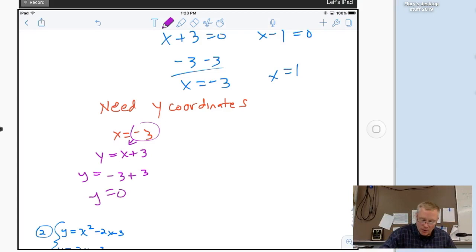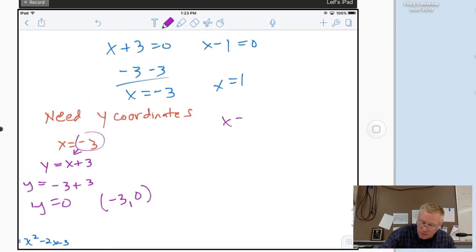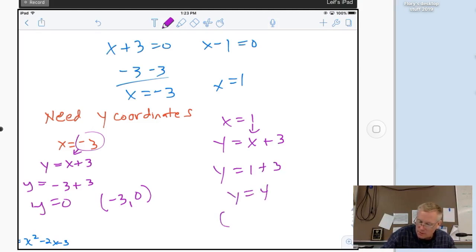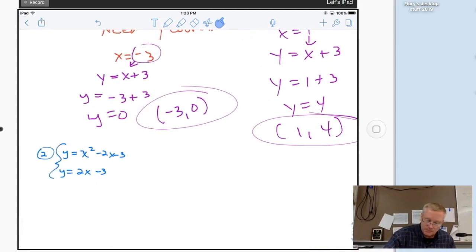And you get your y coordinate, okay? So my answer is actually negative 3, 0. Because remember, you're looking for the intersection points. Now I'm going to take the other one, the x equals 1, and plug it into the linear equation part. So y equals 1 plus 3, so y equals 4. So that's x is 1, y is 4, and these are the answers, okay? That's how you do these. This isn't bad at all.